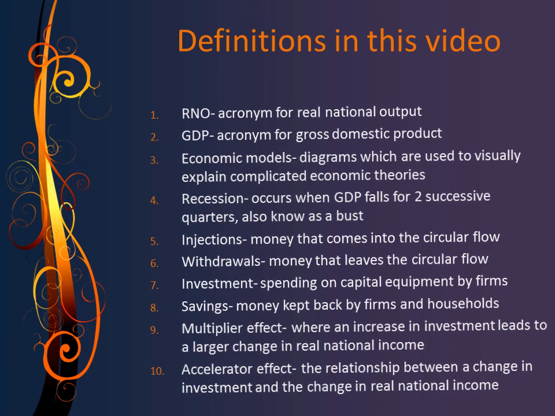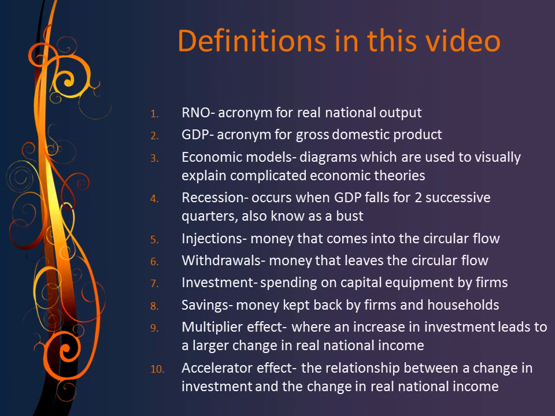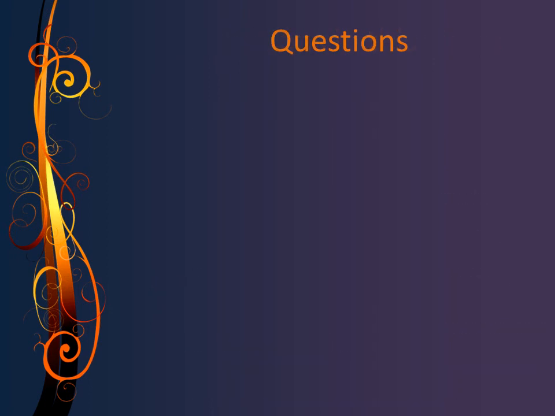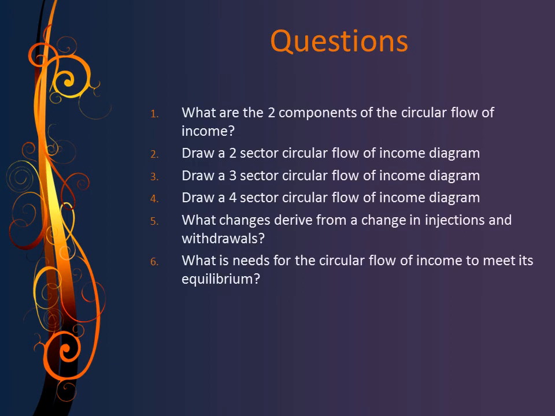Definitions for this video. Here are some definitions, just in case you didn't know what they meant. Questions. Time to question yourself and stretch and challenge. So, what are the two components of circular flow of income? And then the next three questions ask you to do the different sectors. Question 5. What changes derive from a change in injections and withdrawals? And what is needed for the circular flow of income to meet its equilibrium?